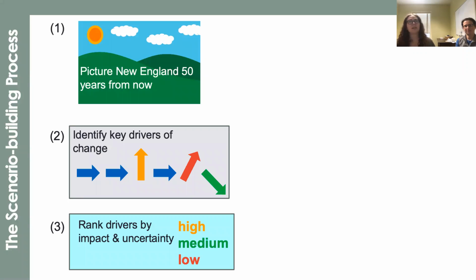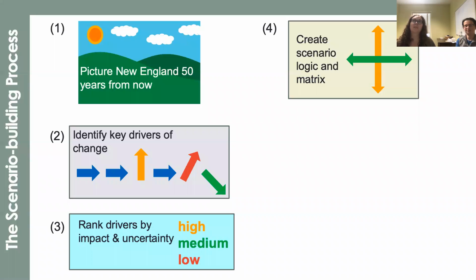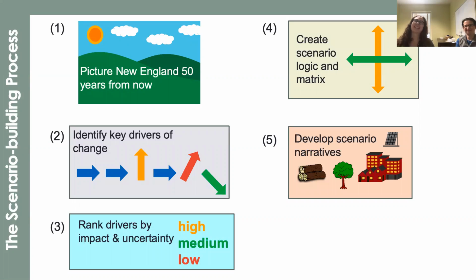They ranked the drivers by impact and uncertainty, with the highest impact and most uncertain drivers being ranked higher. And then they took the most impactful and most uncertain drivers and created a scenario matrix, which establishes the logic for the scenarios and ensures that they'll all be different enough from each other because of the drivers that form the matrix. Then in each quadrant, the workshop participants developed a narrative for the scenario based on those two characteristics, but also involving other aspects of land use in New England.